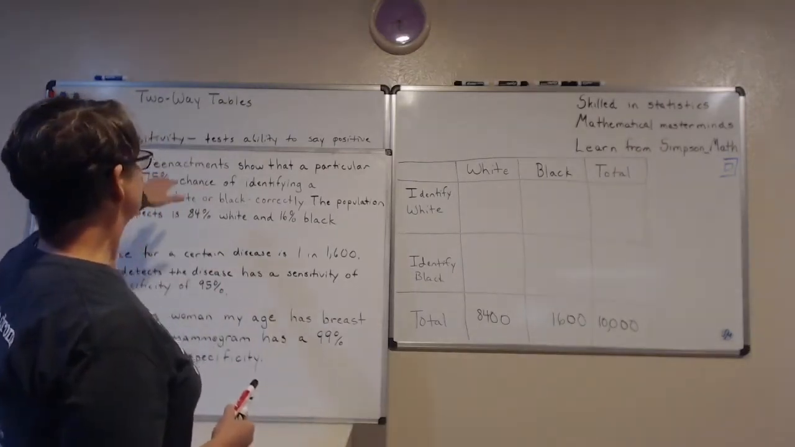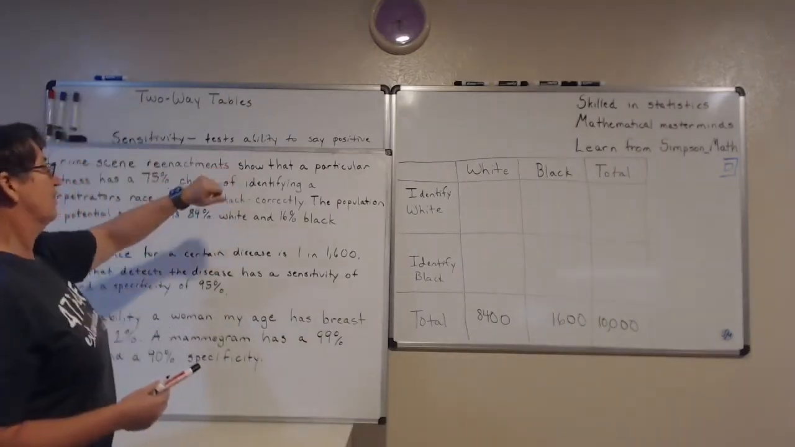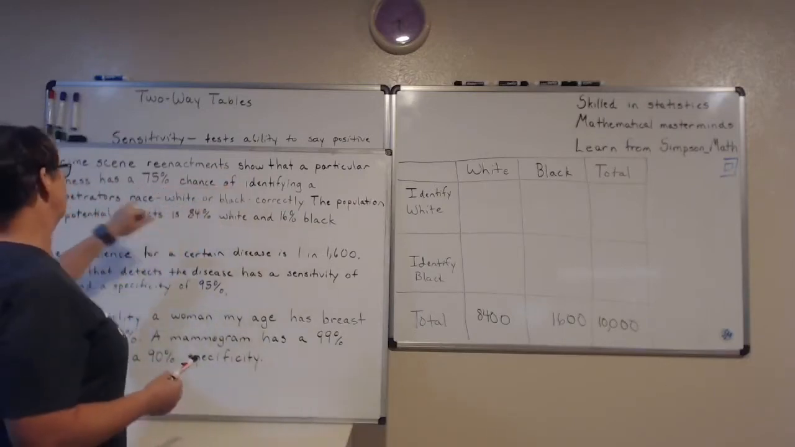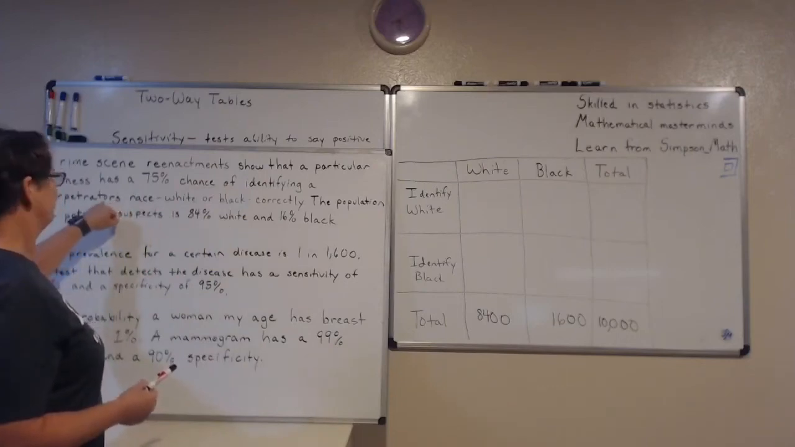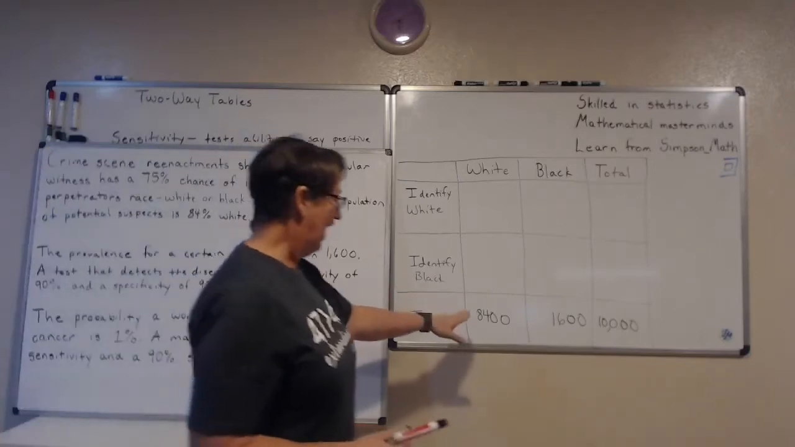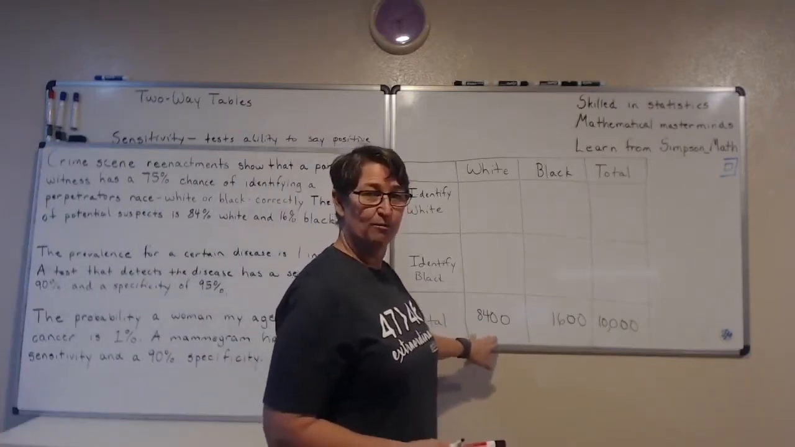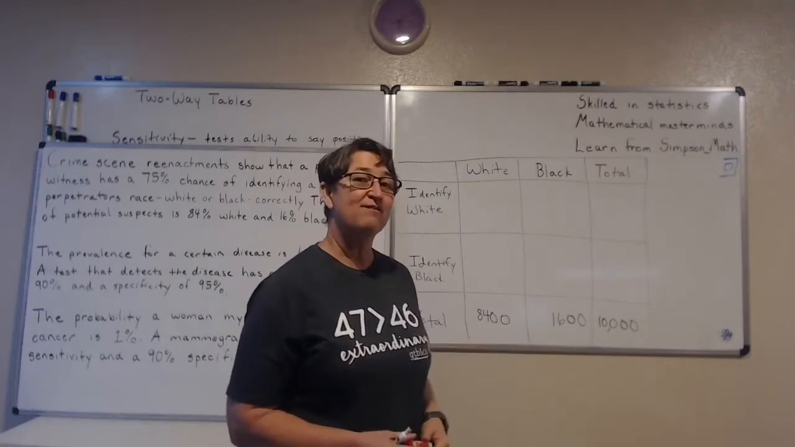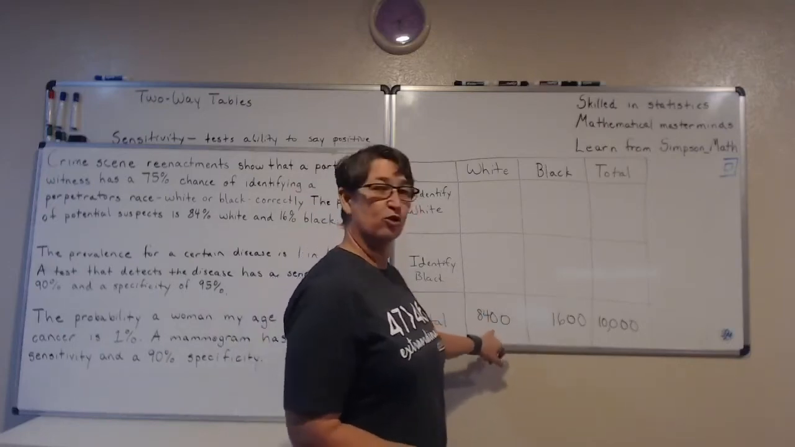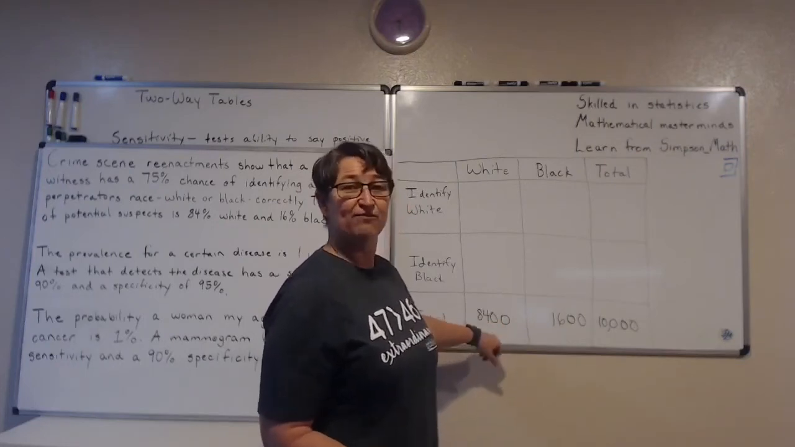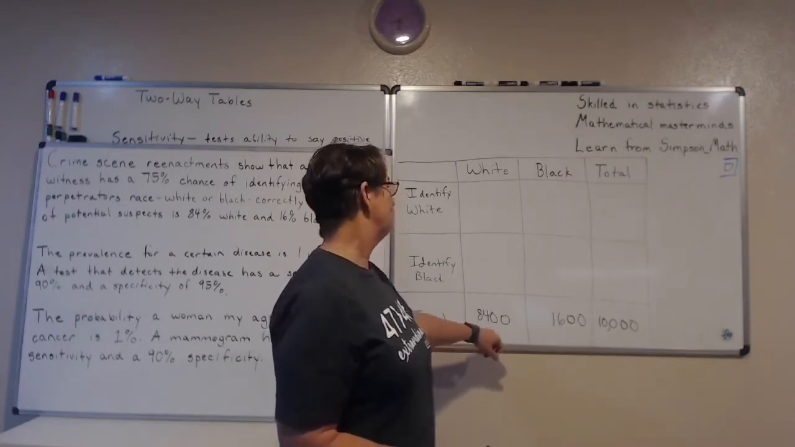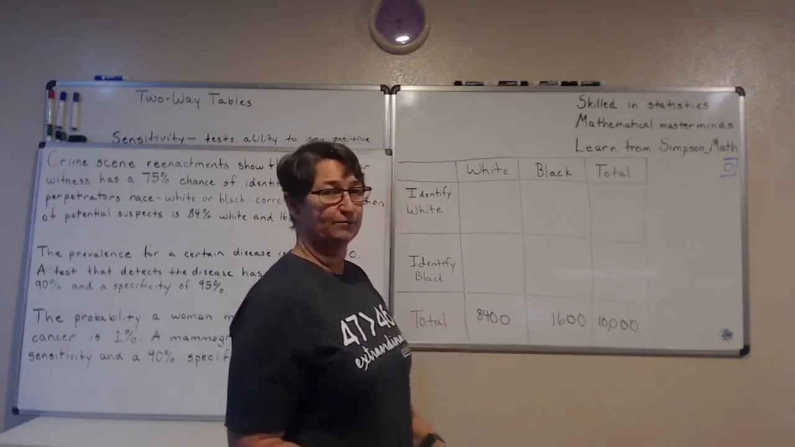It says the crime scene reenactments show that a particular witness has a 75% chance of identifying the perpetrator's race, white or black, correctly. So if I have this many people, and I know that 75% of them I'm going to identify correctly. So I've got 8,400 white people, and 75% of the time I'm going to identify them as white. How many of them did I identify as white?